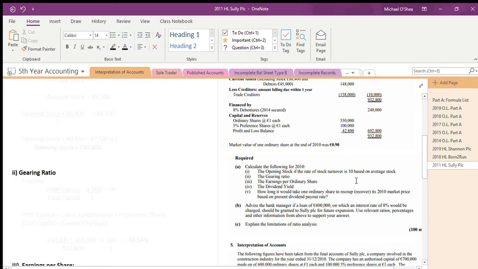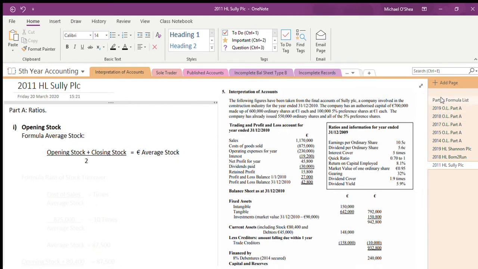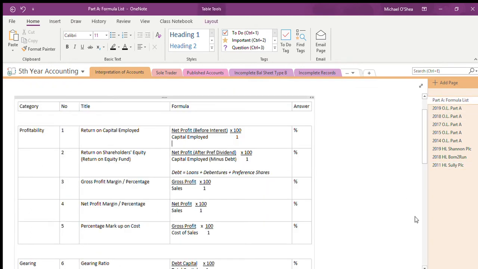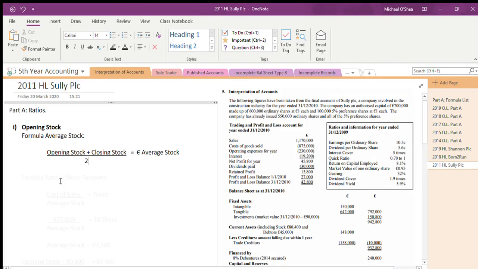The rate of stock turnover is 10. So the rate of stock turnover has its own formula. Stock turnover, that's the rate, that's how many times. I'm told the answer here is 10. Cost of sales divided by average stock equals 10 times in this case. So my formula, as I've just shown you there, is cost of sales divided by average stock. This is for the rate of stock turnover.